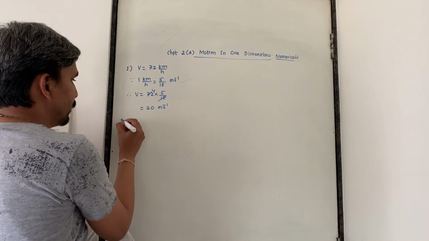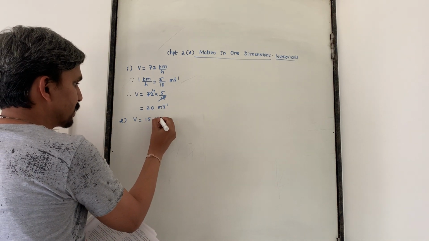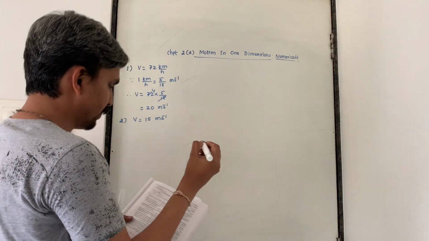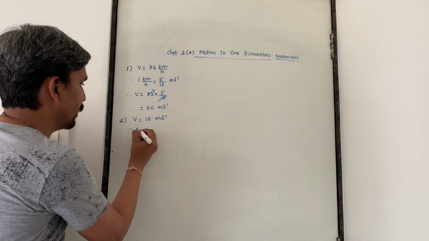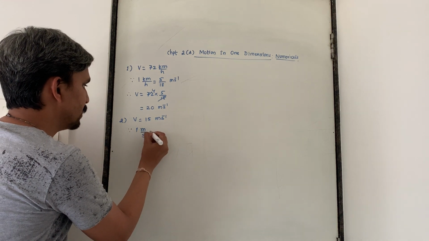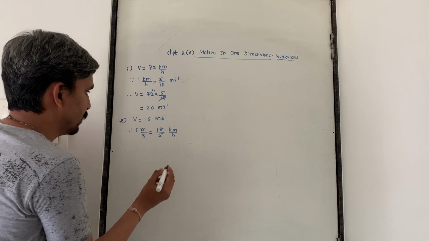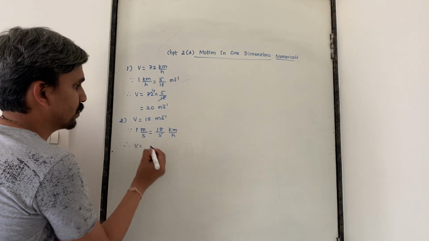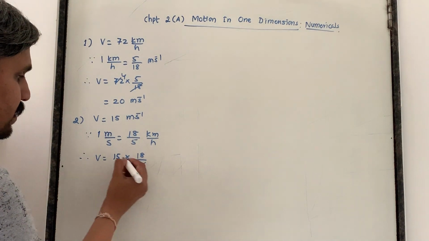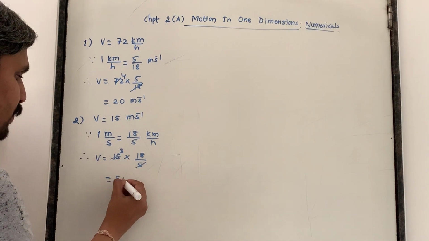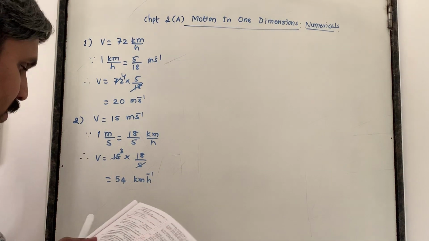Second question, V is given as 15 meter per second. I want to convert this into kilometer per hour. Now since 1 meter per second is equal to, the opposite, 18 by 5 kilometer per hour, so V is equal to 15 into 18 by 5. That is 54 kilometer per hour. This is the second question.